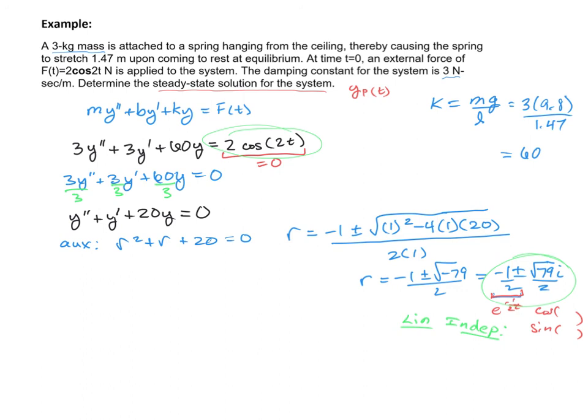We don't have to worry about any extra t's put in to watch out for the linear dependence issue. So our particular solution is yp of t is some unknown constant A times the cosine of 2t plus an unknown constant B times the sine of 2t. And now we can go ahead and find this by taking derivatives and substituting into the original differential equation. So we'll do that in our next video.